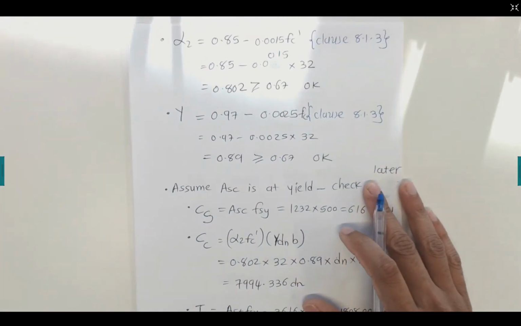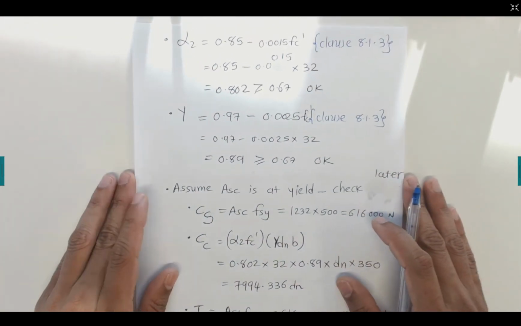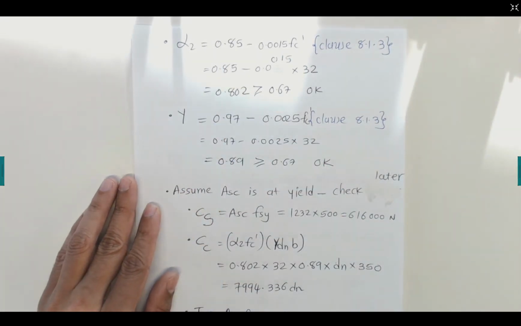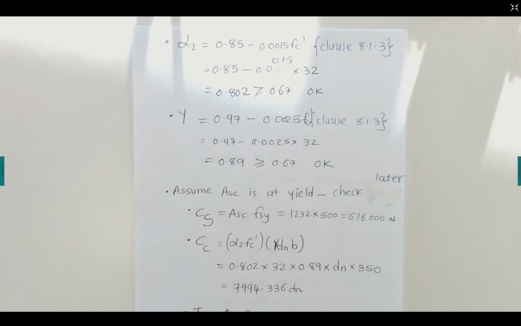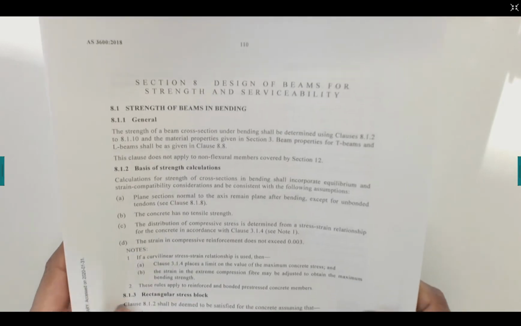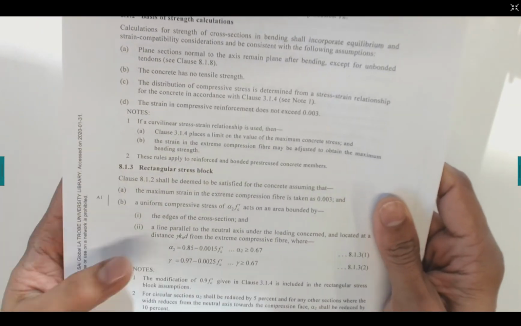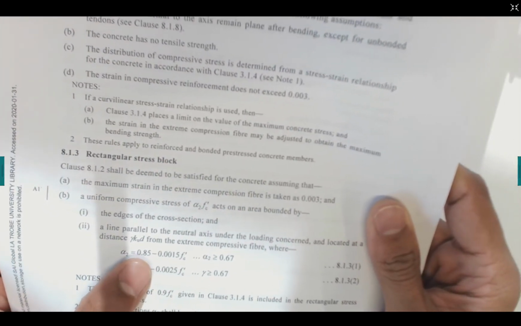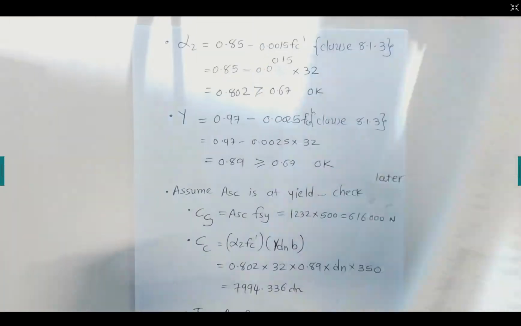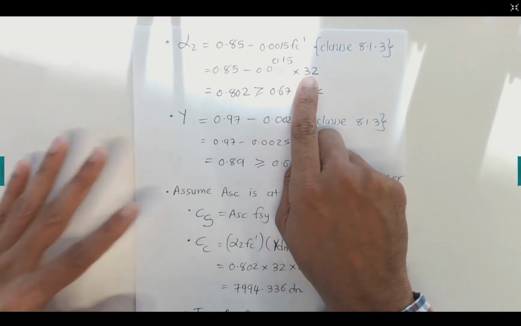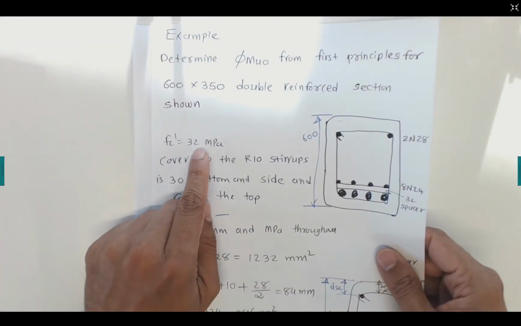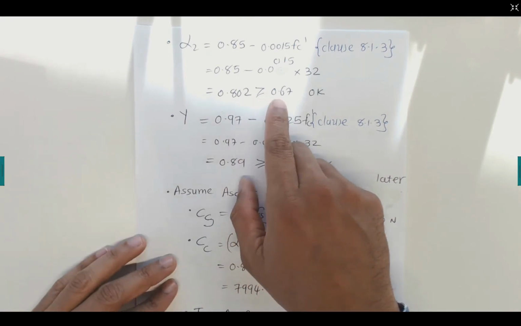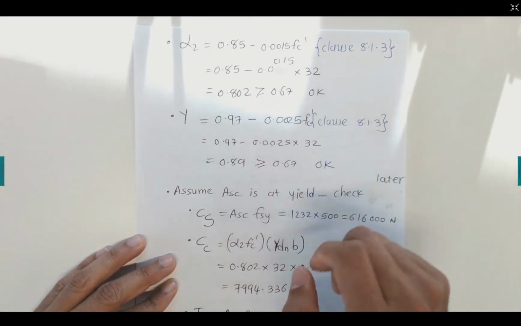Now we need to calculate a few parameters before we go into the great detail of the analysis. First we need to get the alpha 2 value, which is taken from the Australian Standard, clause 8.1.3, on page 110. We have an alpha 2 value of 0.85 minus 0.0015 f'c. f'c is 32 megapascals, given in the question. Simplification gives 0.802. We just need to check whether it's greater than 0.67. If it is, it is okay.